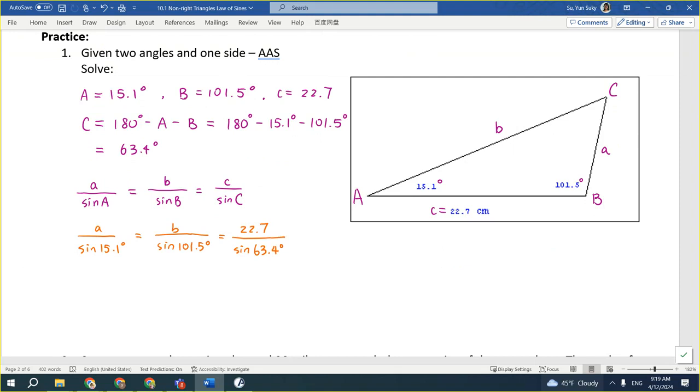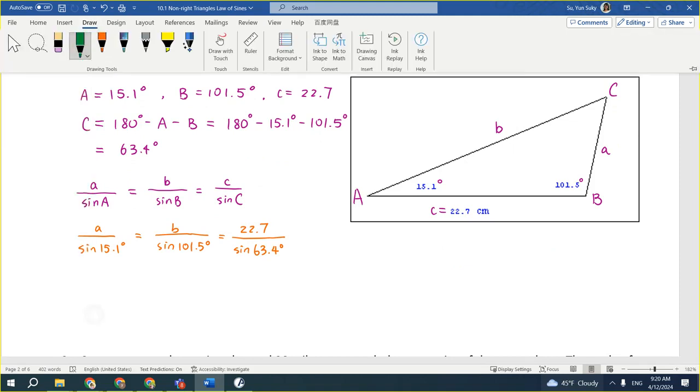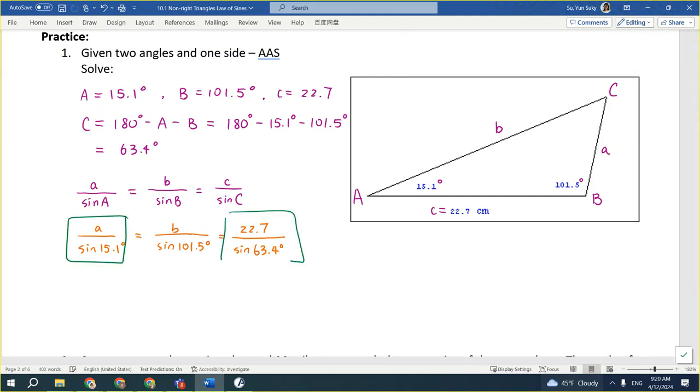Okay, we have three parts. To solve for an unknown, we only need one equation. So let's solve for A. Do you see when I solve for A, I use this part and this part, because for both of these, top and bottom, we know the numbers. So A over sine 15.1 degrees equals 22.7 over sine 63.4 degrees.